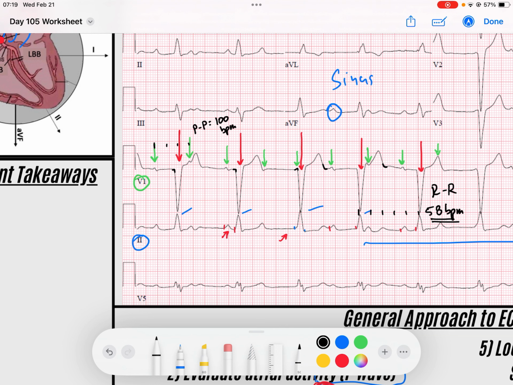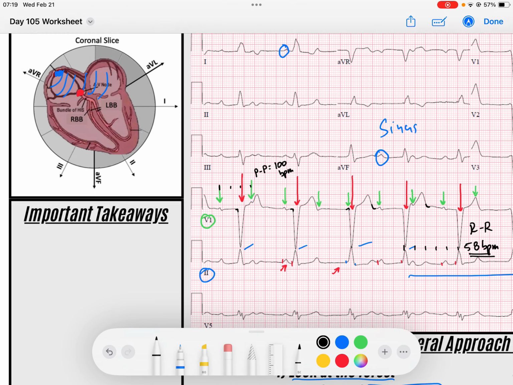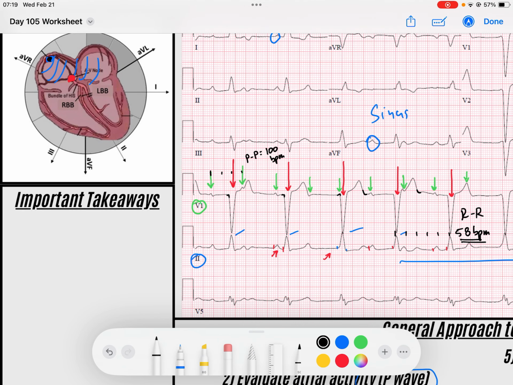So there's no relationship there, right? I have P's that are marching through at a faster rate than my QRSs. That tells me that I've got P waves being generated at roughly 100 beats per minute, and they're just depolarizing. And then there's an escape rhythm from somewhere in the ventricles, at a rate of 58 beats per minute.